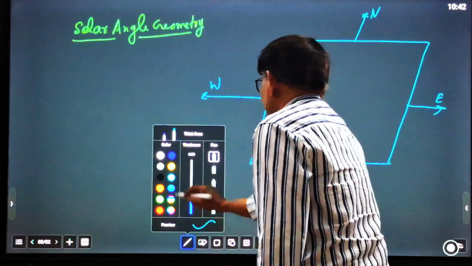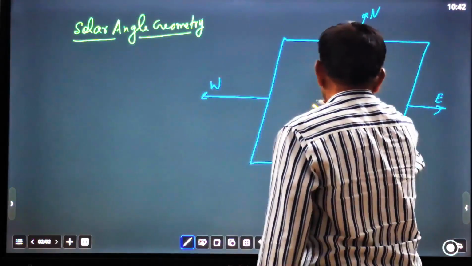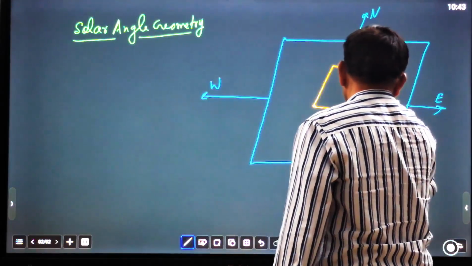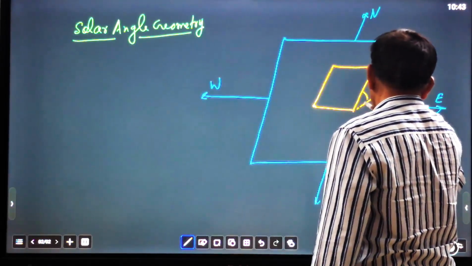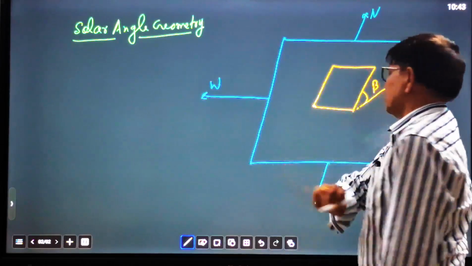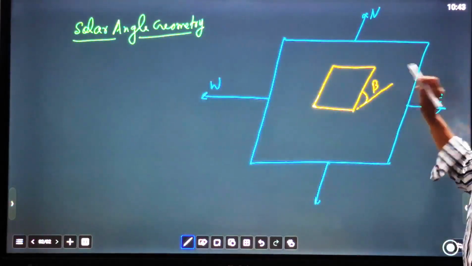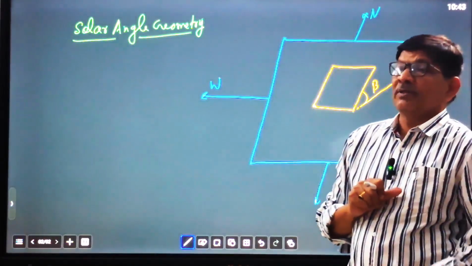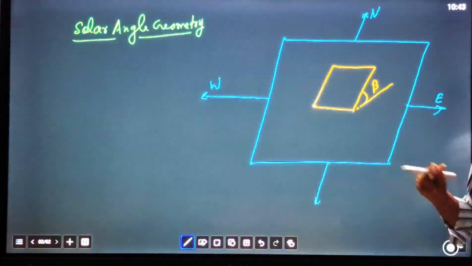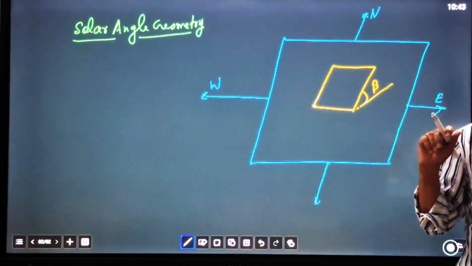And there is a plane, located like this. Suppose it is a flat plate solar collector making an inclination angle beta with the horizontal surface. This line is drawn horizontally. So beta is the angle of inclination of the flat plate collector with the horizontal surface.